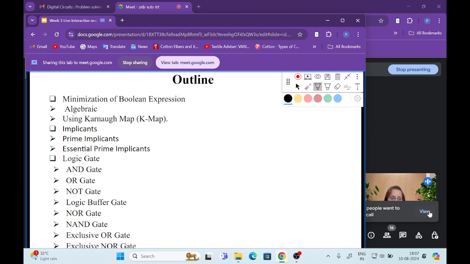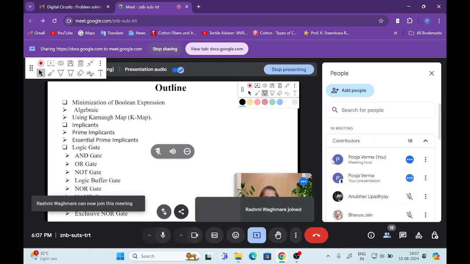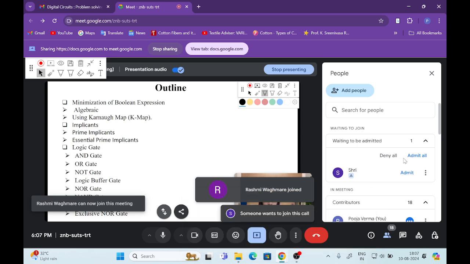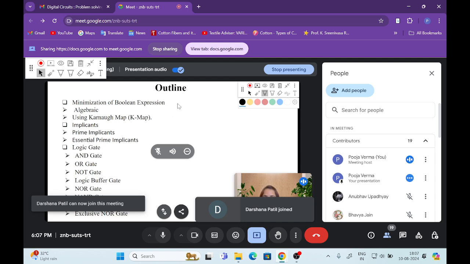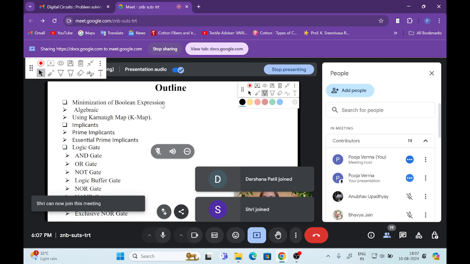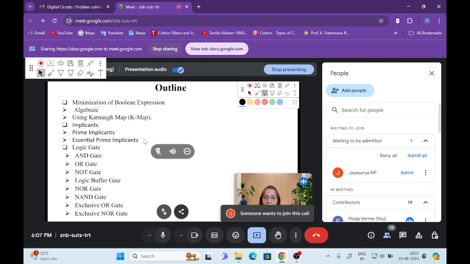These are the topics which have been covered for this week. This is the outline for this week's content. First one is minimization of Boolean expressions. Then, what are the two ways of solving the problems of Boolean expressions? First one is algebraic, another one is using the Karnaugh map, or in short, K-map. Then implicants, what are implicants? Prime implicants, essential prime implicants.